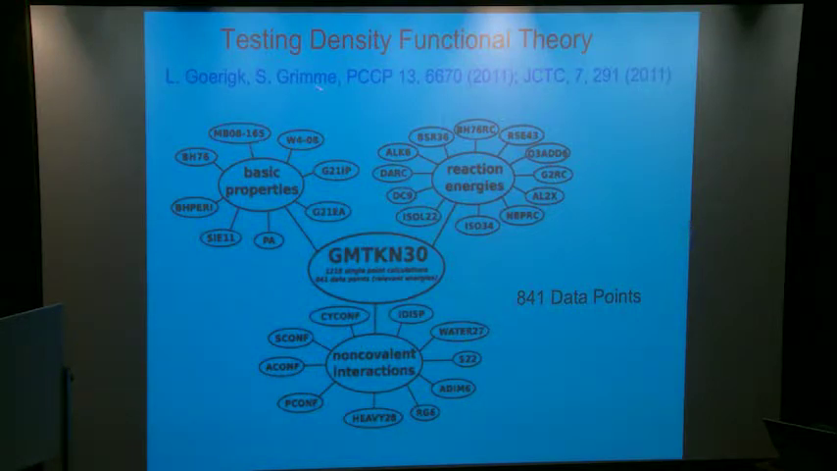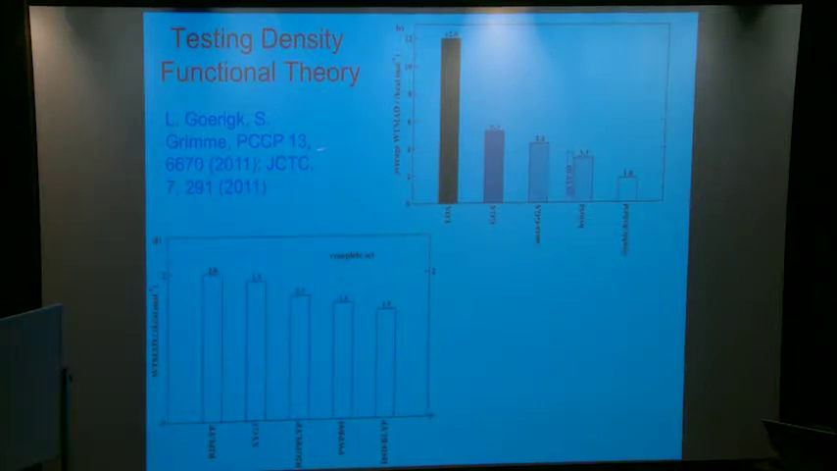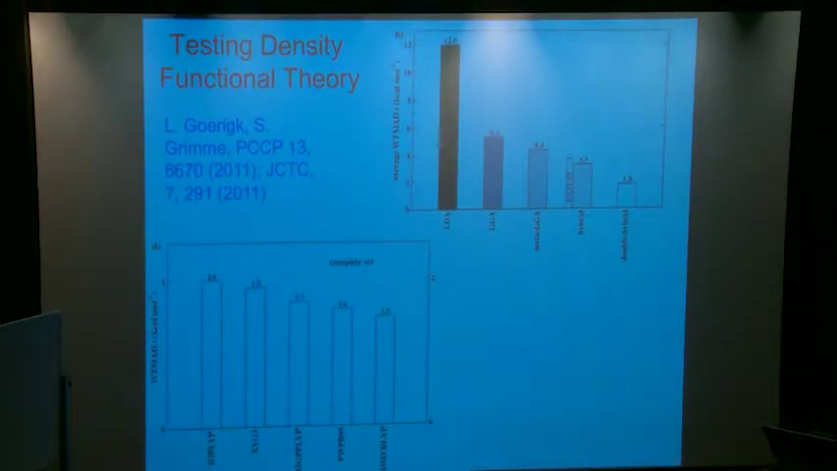Grimme, who developed the B2PLYP, developed a nice set of data points to compare against. He's got 841 data points. I'm going to show some of his comparisons of different methods to give you a sense of where we're getting. Remember I showed you Jacob's ladder. These are the different rungs on the ladder.